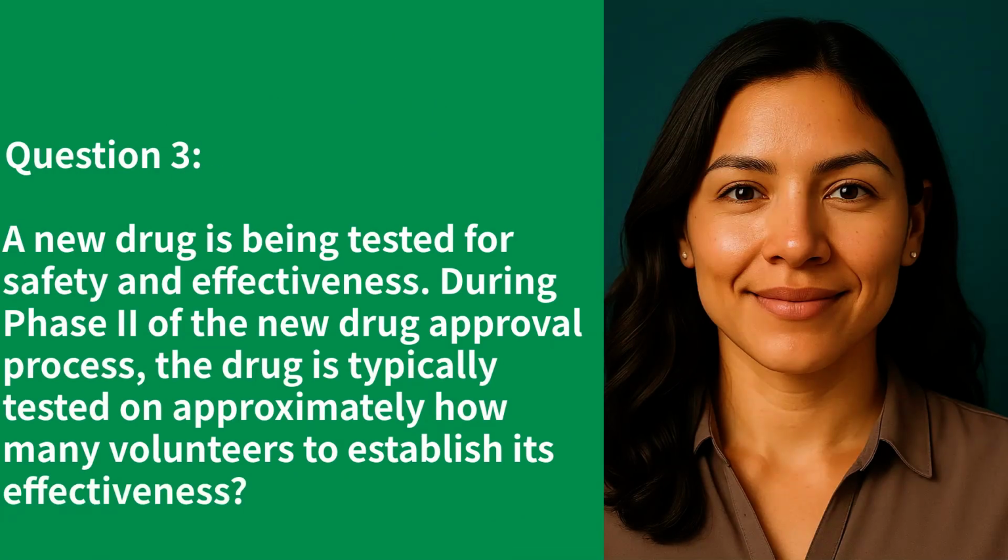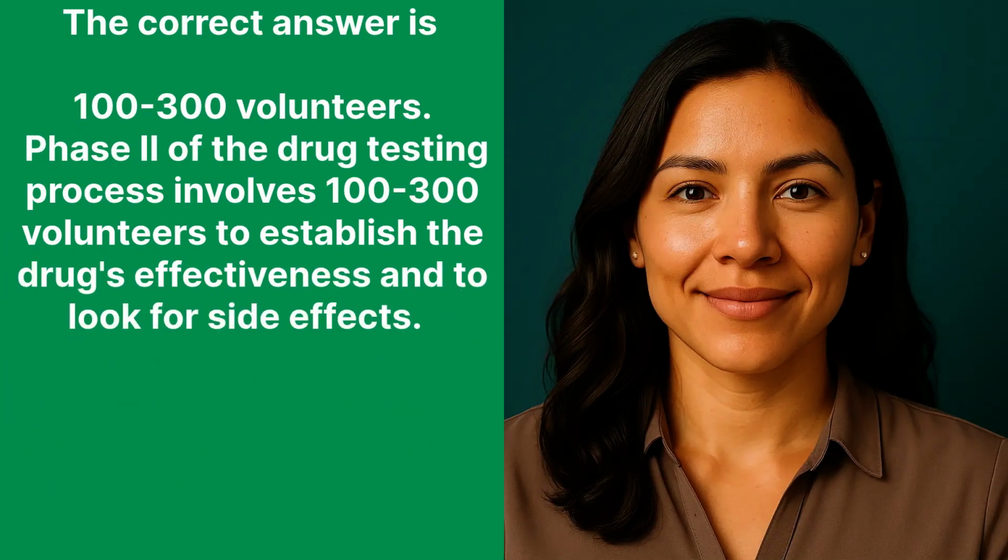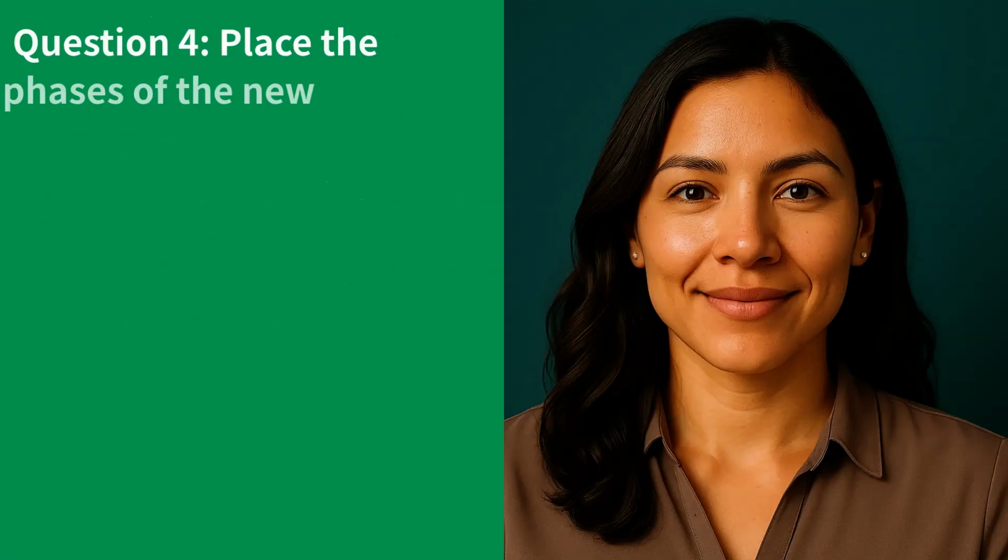Question 3. A new drug is being tested for safety and effectiveness. During Phase 2 of the new drug approval process, the drug is typically tested on approximately how many volunteers to establish its effectiveness? The correct answer is 100 to 300 volunteers. Phase 2 of the drug testing process involves 100 to 300 volunteers to establish the drug's effectiveness and to look for side effects.